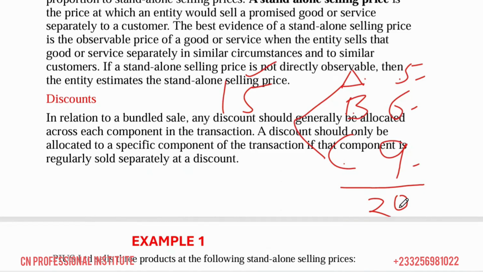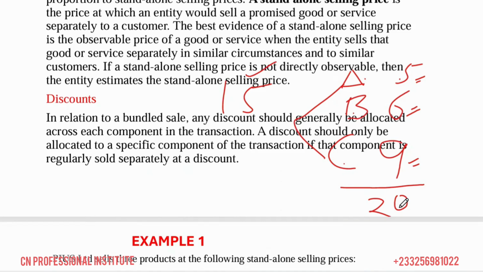Stand-alone selling prices. So if you sell them alone, how much will you sell them? If you sell A alone, you sell for 5 cedis, B alone for 6 cedis, C alone for 9 cedis. So these things are called the stand-alone selling prices. If you are selling them alone, that is how much it will cost you.